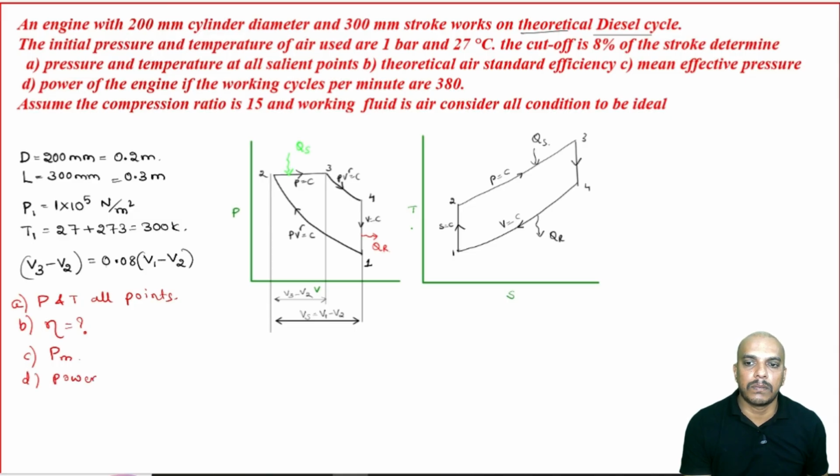In order to calculate power, we have been given 380 cycles per minute. Whatever we calculate is for one cycle, so we will have to multiply that by the number of cycles per unit time to get power. We have also been given that the compression ratio is 15 and the working fluid is air. So, these are the things which we have been given.